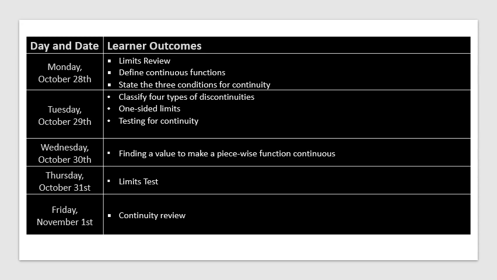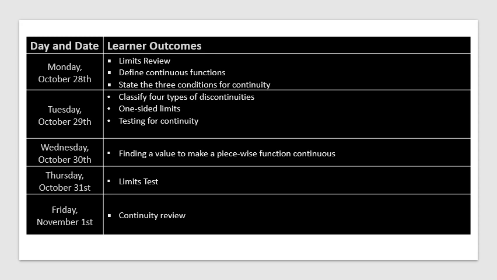So for the week on Monday, we will continue with our limits review and the worksheet that we started in the previous class. We will take a look at how to define continuous functions and state three conditions for continuity. Tuesday's class, we will look at 4 types of discontinuities. We will look at applying one-sided limits, and we will learn how to test to see if a function is continuous. On Wednesday, we will analyze piecewise functions, and we will learn how to make a piecewise function continuous.